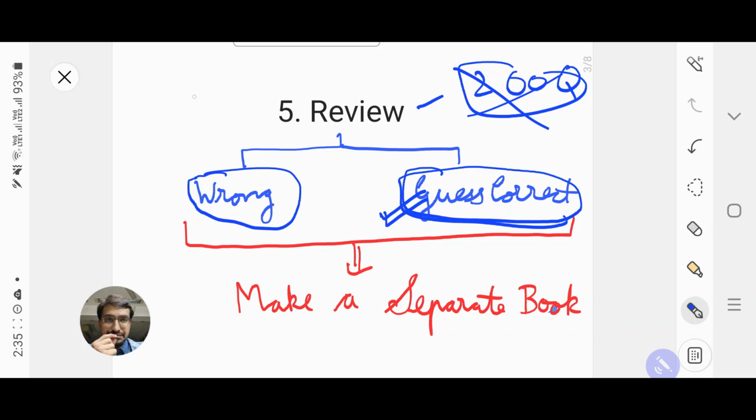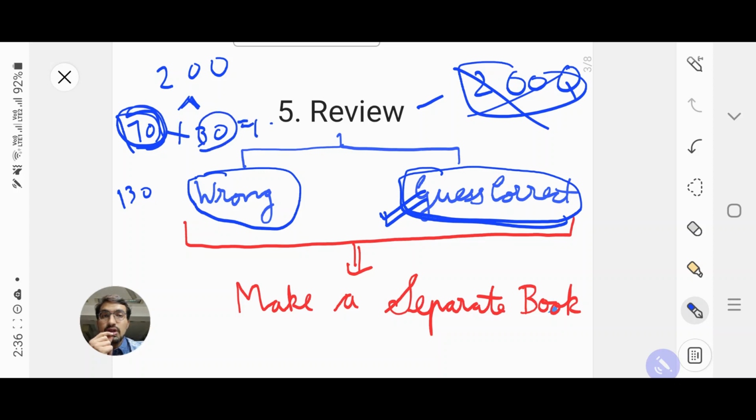For example, out of those 200 questions, say you have got around 70 wrong, so your score is 130. But you have also guessed around 30 which have come correct. So all in all, you will be left to review these 70 questions which you got wrong, plus these 30 questions, which accounts to 100 questions. So 100 questions versus 200 questions is going to save you a lot of time. Rather than reviewing all 200 questions, you will only be reviewing 100 odd questions.